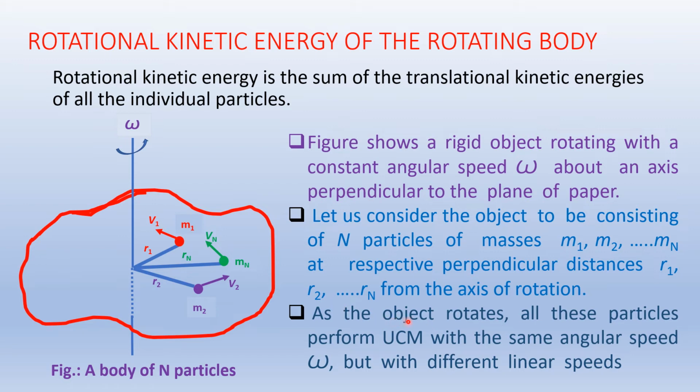As the object rotates, all these particles, m1, m2, m3 and so on, perform UCM, that is, uniform circular motion, with the same angular speed omega but different linear speeds v1, v2, v3, v4 and so on up to vn.